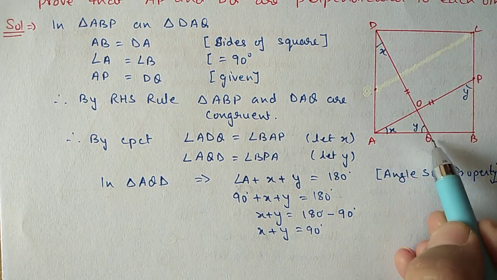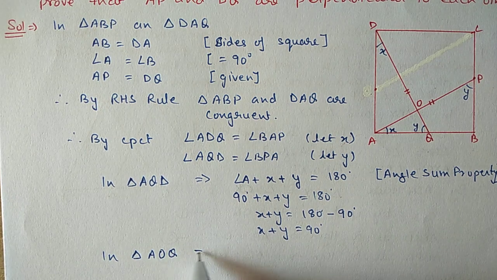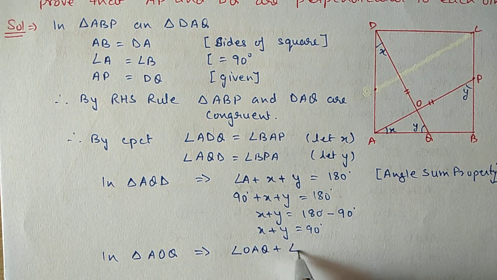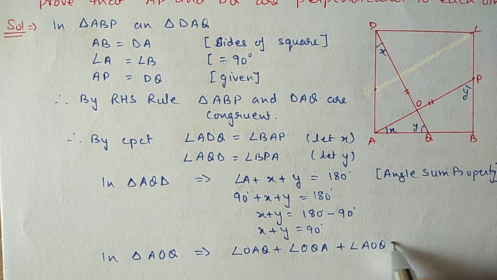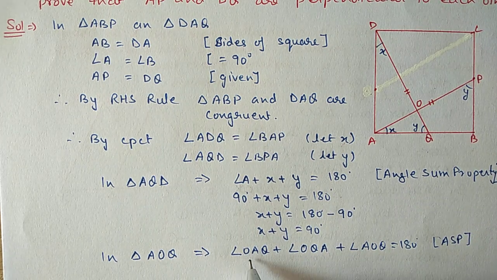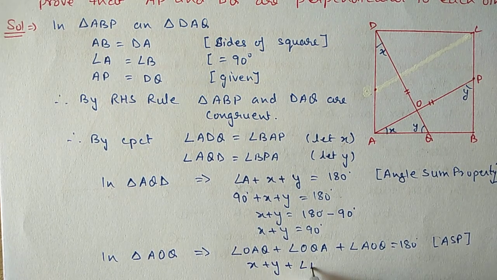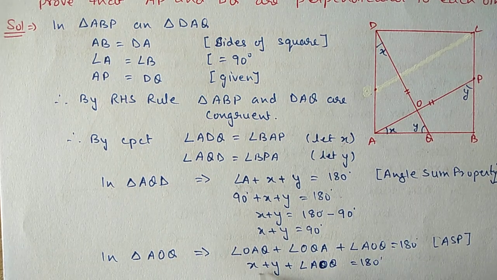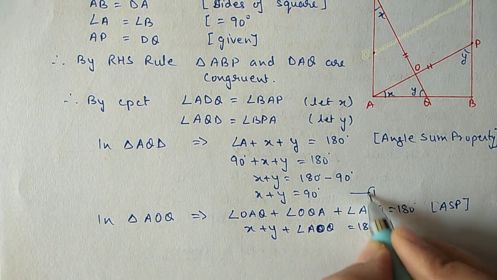Now if we take in this triangle, triangle AOQ, angle OAQ plus angle OQA plus angle AOQ will be equal to 180 degrees, again by angle sum property. This angle is equal to X and this is equal to Y. This we have to find out between these two lines, equal to 180, and X plus Y we know it is 90 degrees. Just now we have calculated, call it equation 1.